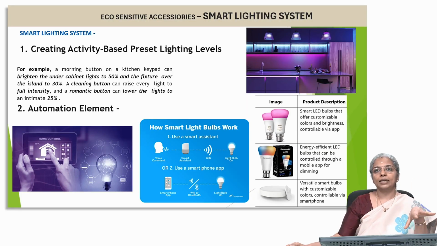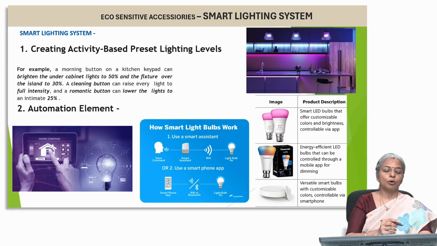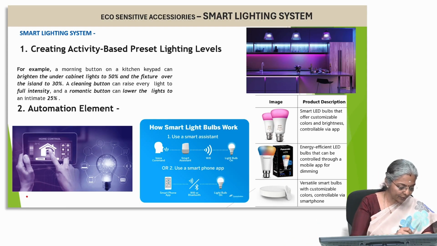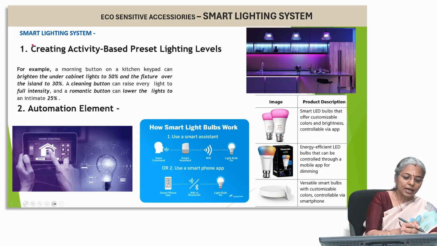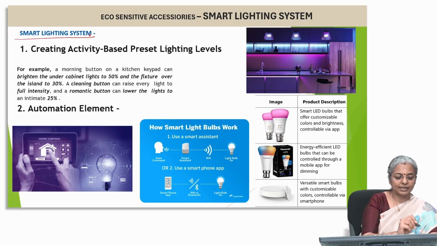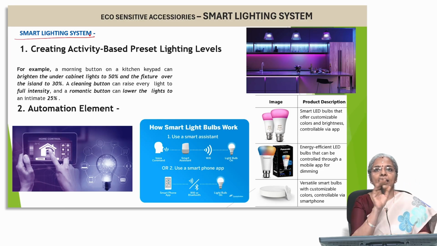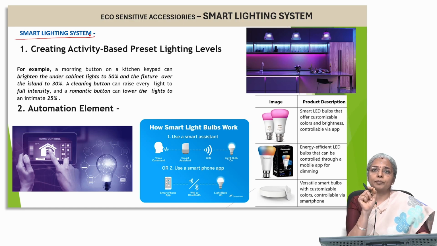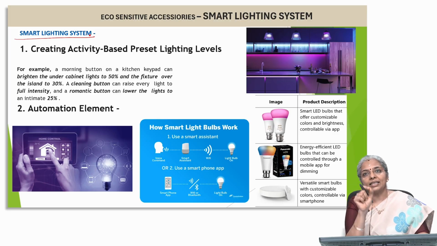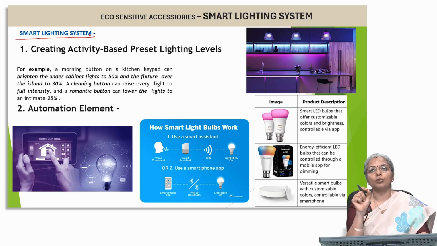Now in this class we will first see smart lighting systems as a continuation of the previous class. This time we will look at lighting systems. First is creating activity based preset lighting levels. Each push button on a keypad can be programmed to set the intensity level of a predetermined group of lights, and this is called a lighting scene. So it helps us with task lighting.